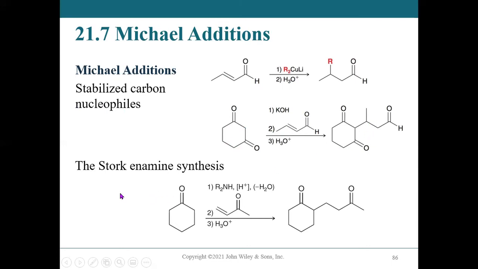And then another process you can do is using the Stork enamine synthesis. So we can convert the carbonyl into an enamine. The enamine acts as a Michael donor to attack the beta carbon to produce a product like that.